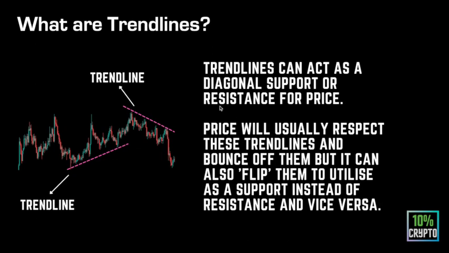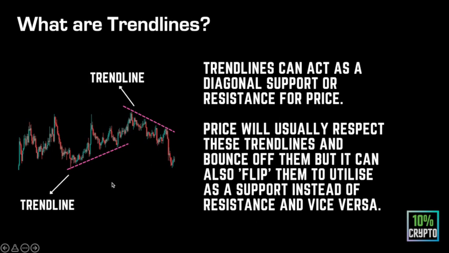So now moving on to trend lines. Trend lines can act as a diagonal support or resistance for price. Price will usually respect these trend lines and bounce off them, but it can also flip them to utilize as a support instead of resistance, or the other way around.